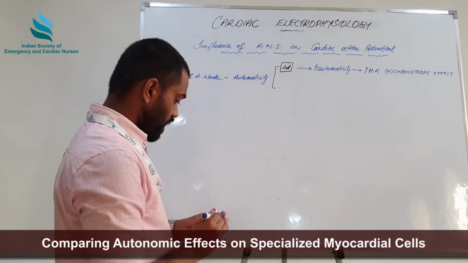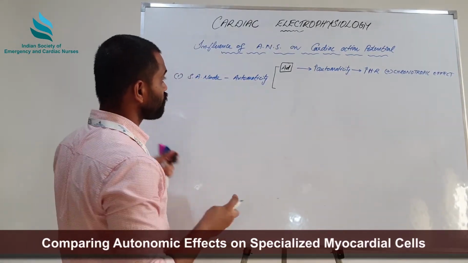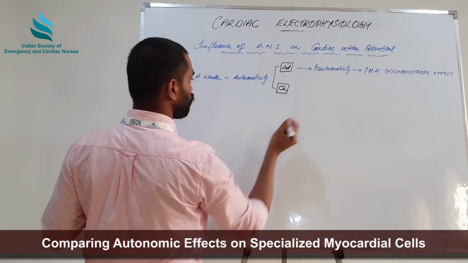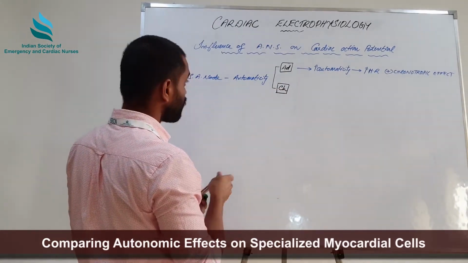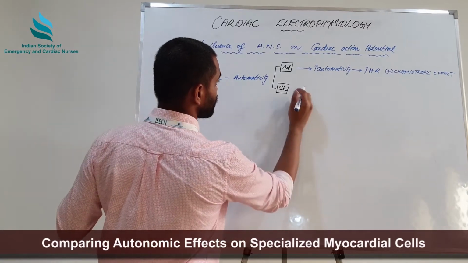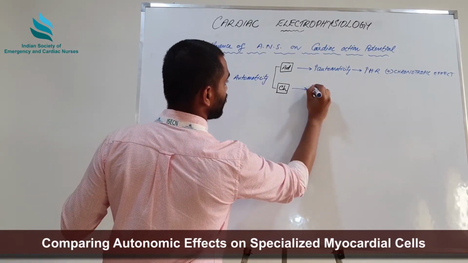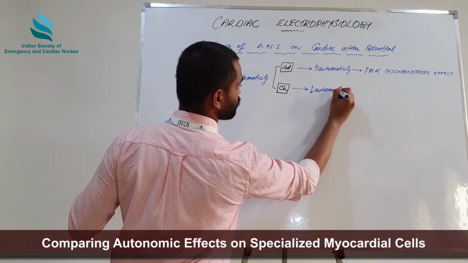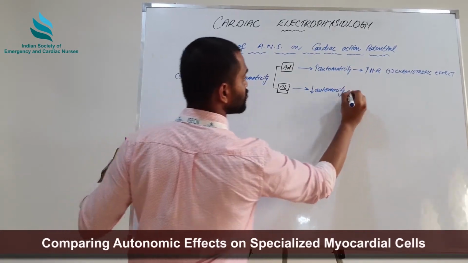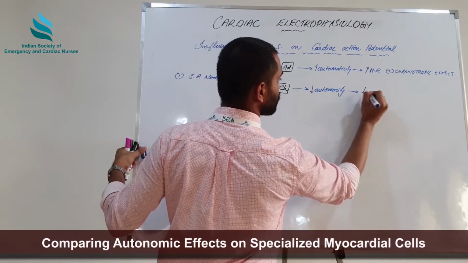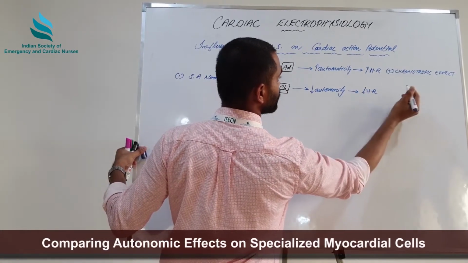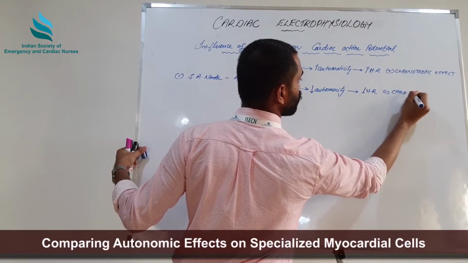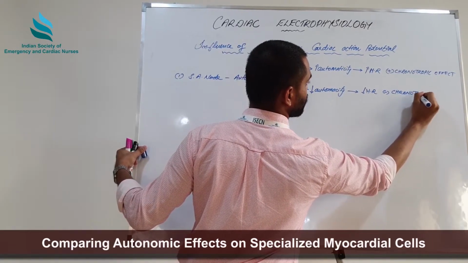Now, under the influence of the cholinergic system, what we have just seen is that the SA nodal cell has decreased its automaticity, which means there is a decrease in heart rate, and which is a negative chronotropic effect.